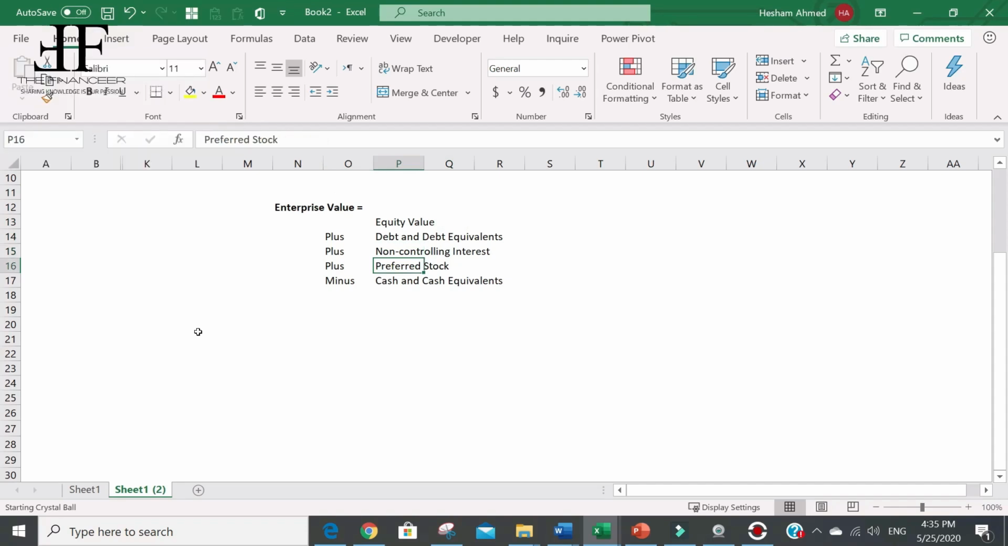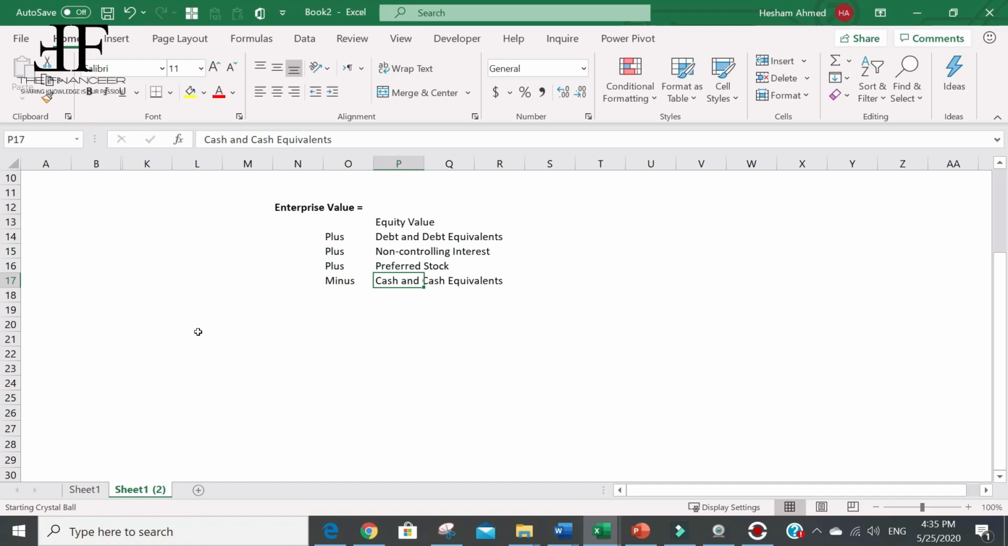And if you have preferred shares, in addition to the common shares, you need to consider also the value of the preferred shares outstanding. So you need to consider this value as well as part of the enterprise value. But if you have any cash available in your balance sheet, you need to deduct this cash from the calculations.